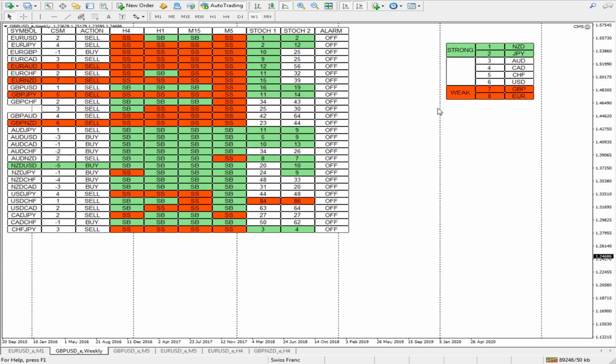So we do have NZD, New Zealand dollar. This is the strongest as I'm speaking now. And then we have the next one, Japanese yen. This is the second strongest. And then you have the British pound, weakest. And then you also have euro being the most weakest.